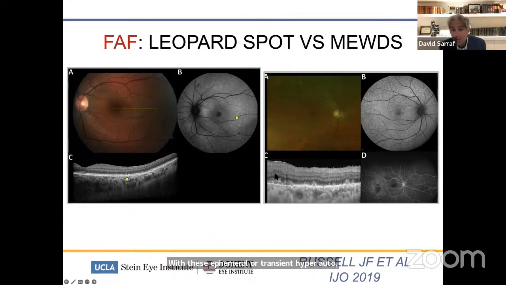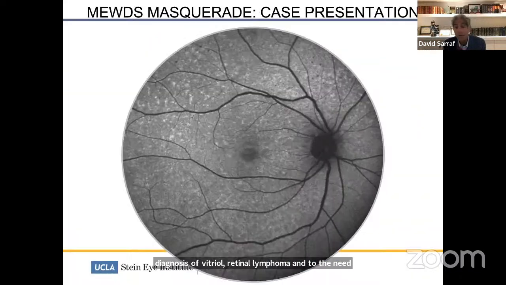But when you do the OCT and you see these characteristic cuff-like subretinal hyperreflective lesions, that should lead you to the diagnosis of vitreoretinal lymphoma, and to the necessity to obtain a vitreoretinal biopsy.